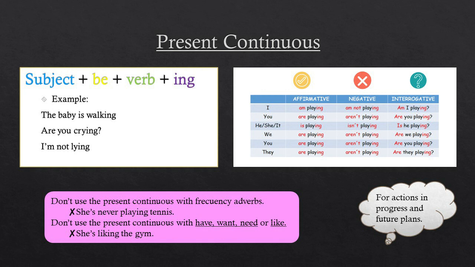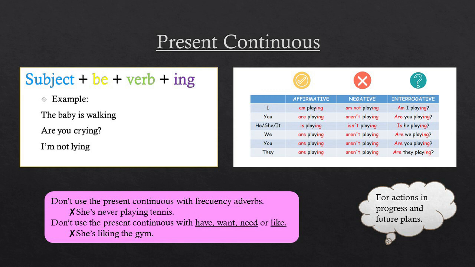So for negative, we use not, right? So I'm not playing, you aren't playing, he, she, or it isn't playing, we aren't playing, you aren't playing again, and they aren't playing, right? And now for interrogative, we need to change the verb to be to the beginning and later the pronoun, right? For example, am I playing? Are you playing? Is she playing? Are we playing? Or are they playing?